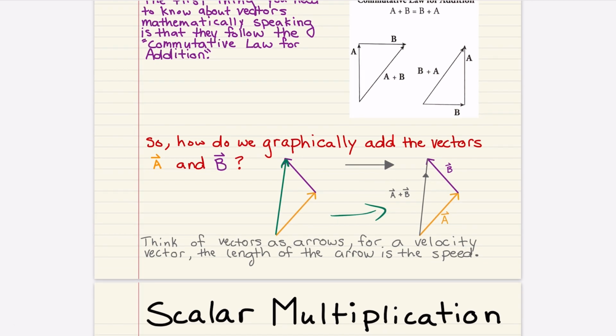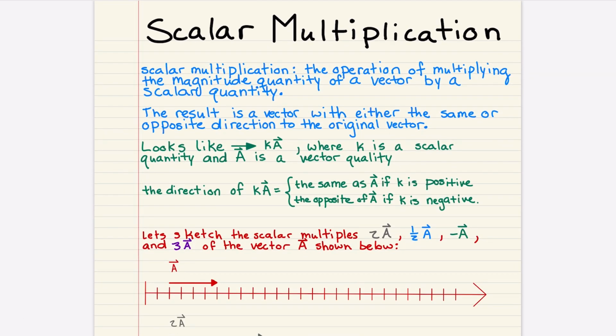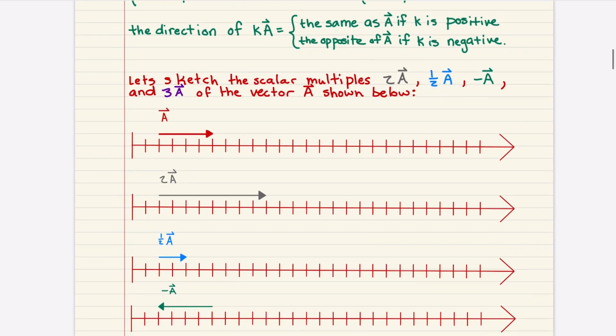Now that we've discussed how to add vectors graphically and thinking about them as arrows, the next thing I need us to know before we start studying physics is the concept of a scalar multiple. As I've already introduced, there are vector quantities and scalar quantities. A scalar multiple is when you multiply a scalar quantity by a vector quantity. By definition, it's the operation of multiplying the magnitude of a vector by a scalar quantity. The result is a vector, and that vector generally is going to have the same direction as the vector in the scalar multiple. All right, let me show you exactly what I mean here.